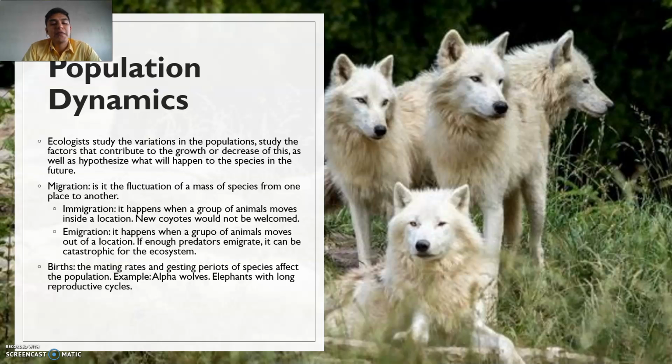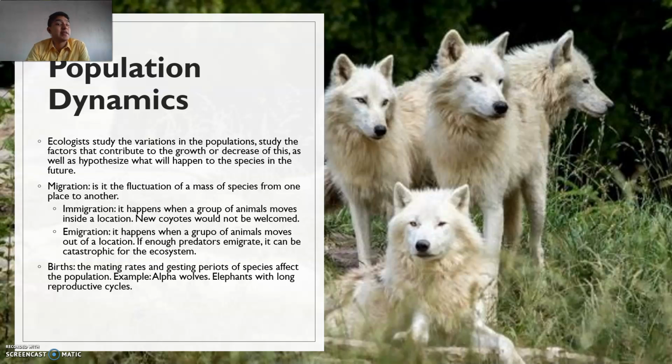And also we have another important factor for the population dynamics, which are births. The mating rates and gestation periods of a species affect the population. An example can be the alpha wolves and the elephants with long reproductive cycles. So when we talk about a group of wolves, what's going to happen is that only the alpha wolf, actually there are two alpha wolves, one is a female and the other one is a male. So they're the only ones that are going to mate, or the only ones that are going to have babies, let's say. So that is a way of controlling the population.